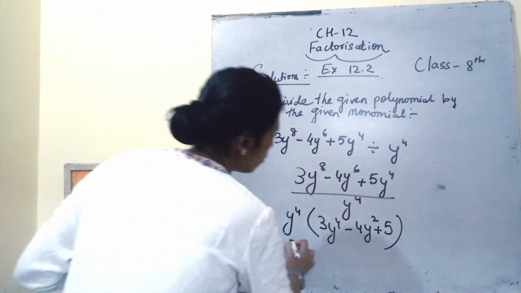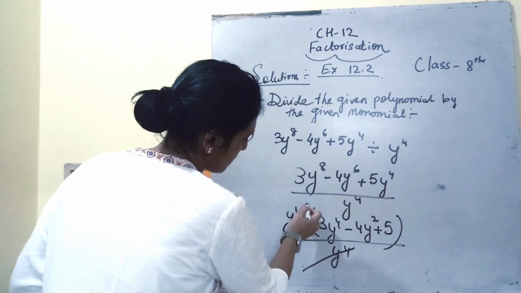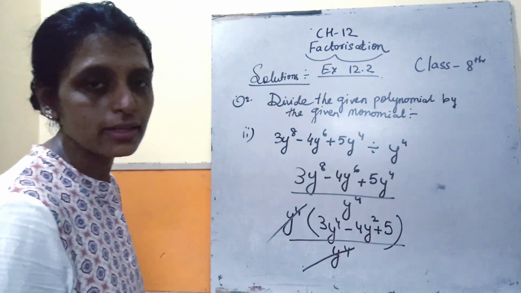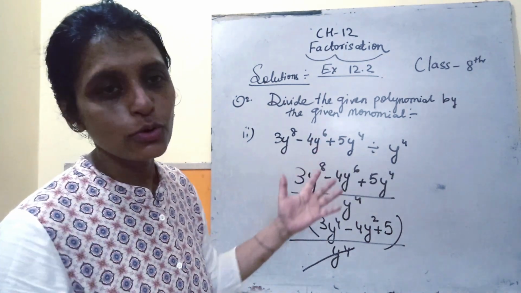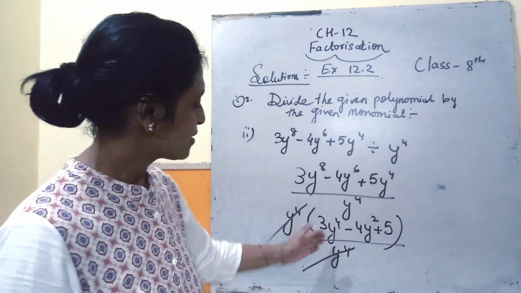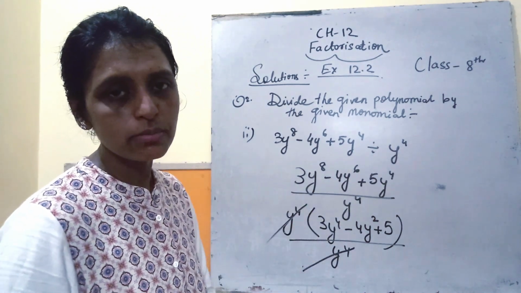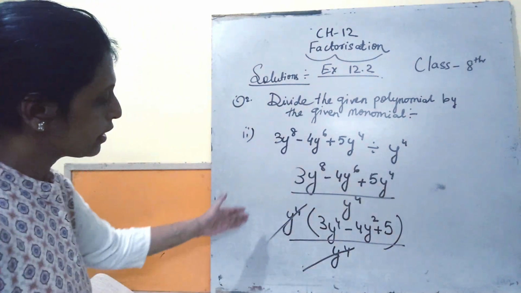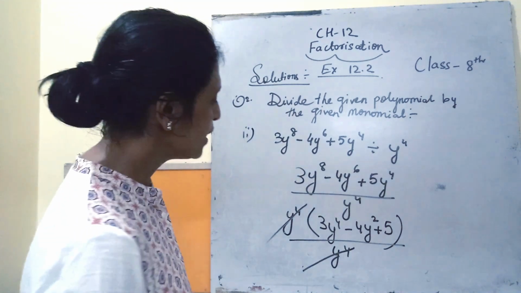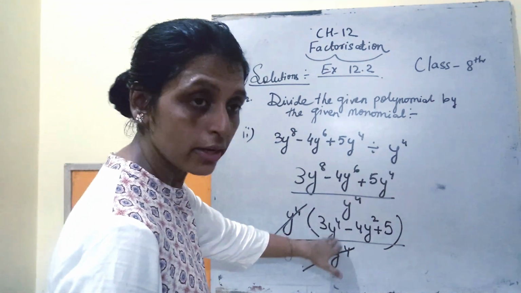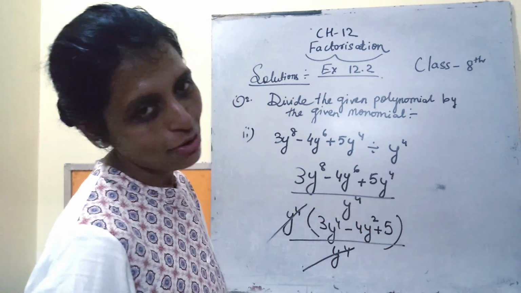Now y raised to power 4 in the denominator. Now this will get cancelled by using the laws of exponents, or if you don't want to go into much detail, then simply you can cancel it, because they are the same terms. They can divide and you will get 1. So you can leave the answer till here: 3y raised to power 4 minus 4y raised to power 2 plus 5.